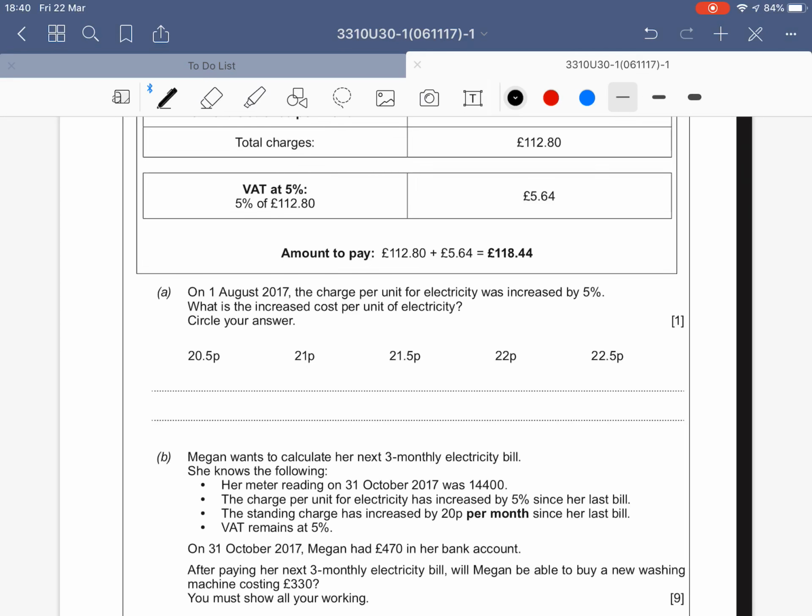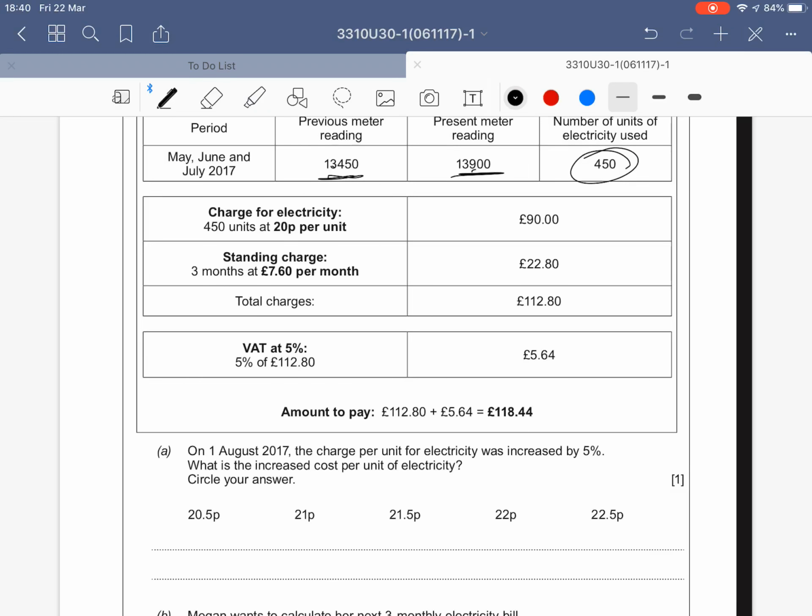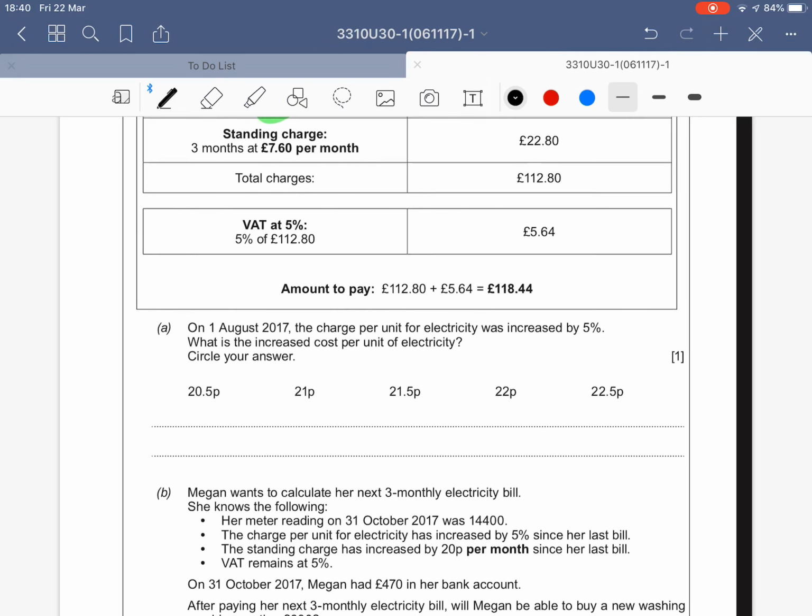Not too hard. So in August, the charge for electricity was increased by 5%. So what is the increased cost per unit of electricity? How much was it before? It was 20p. We've got to increase 20p by 5%, so we're going to need 5% of 20p. Well, 1% is going to be 0.2. Times that by 5. Well, two 5s are 10, so it's going to be 1p. So it's only increased by 1p. 20p, add the 1p, gives me 21p.